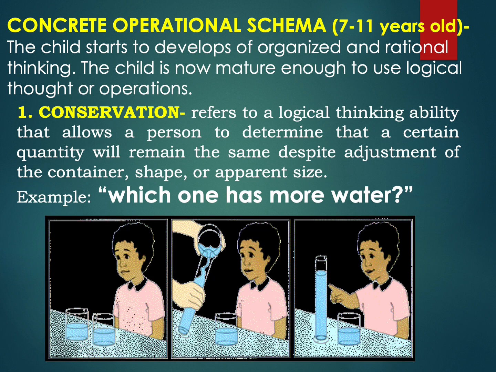Now, we have the term conservation. This happens during the concrete operational schema. And ano tong skill na to? This refers to a logical thinking ability that allows a person to determine that a certain quantity will remain the same despite the adjustment of the container, the shape, or the appearance. Sige, simplify natin ito using this example. Which one has more water?